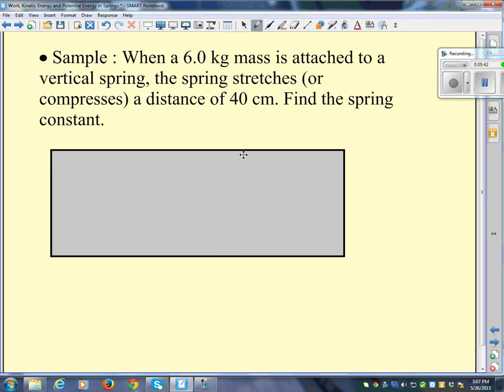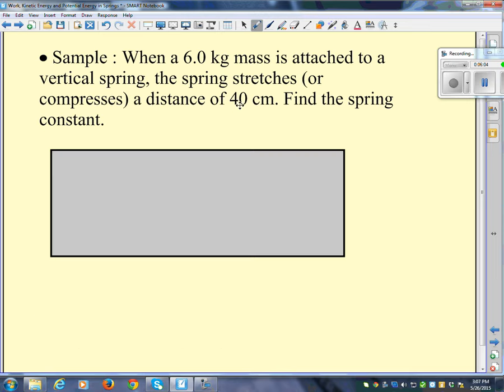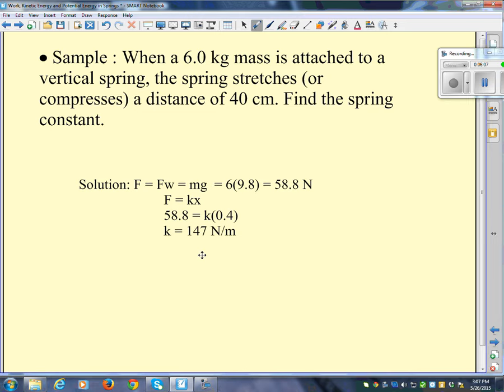Do you have sample questions in front of you? This is sample number 1. When a 6 kilogram mass is attached to a vertical spring, the spring stretches a distance of 40 centimeters. Find the spring constant. Hopefully you recognize right away that this is per meter, and so step 1 would be to change that 40 centimeters to meters.